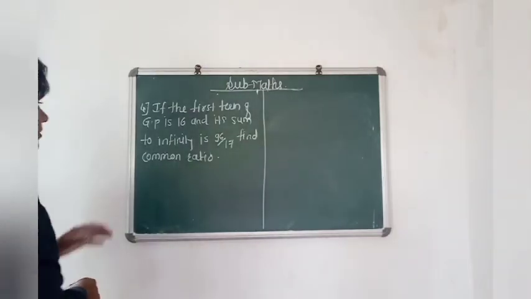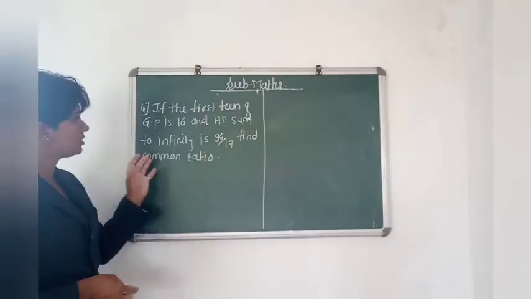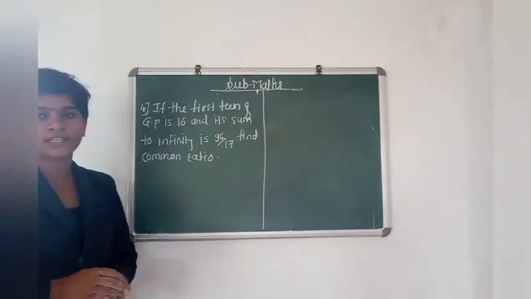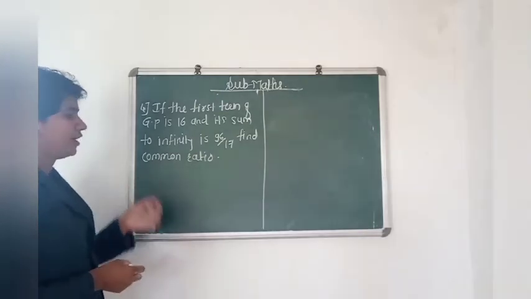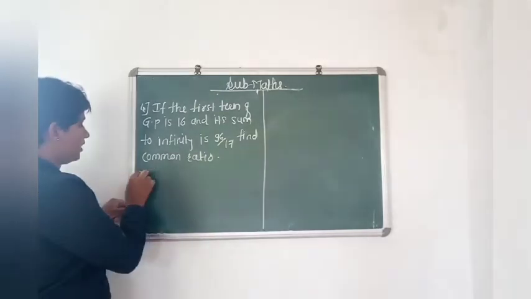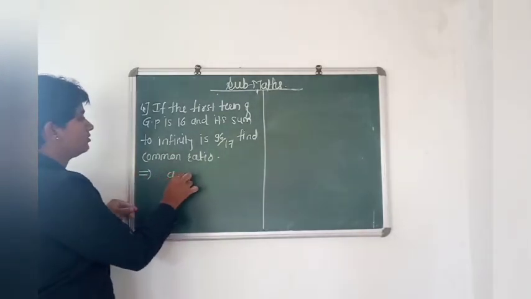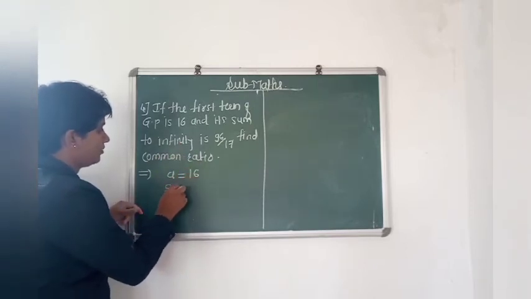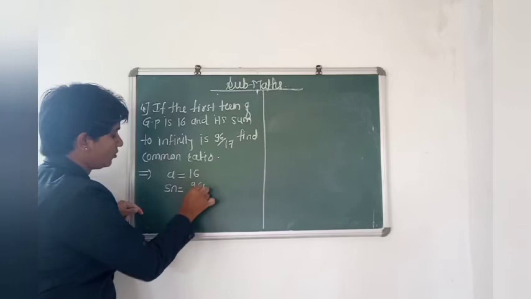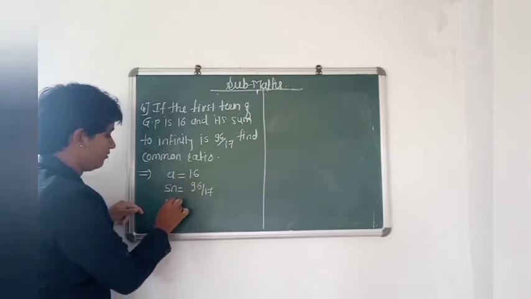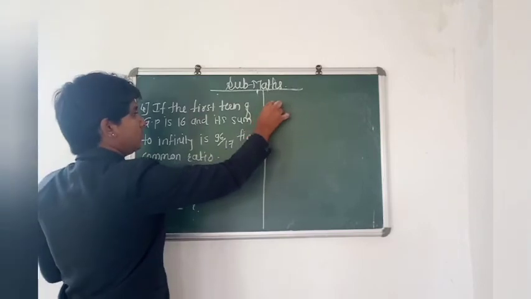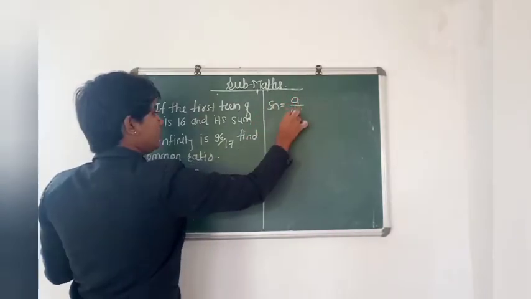Now the next example: if the first term of a geometric progression is 16 and its sum to infinity is 96 upon 17, find the common ratio, that means find the value of r. In the given example, the first term is 16, and the sum to infinity of the geometric progression is 96 upon 17. To find the value of r, use the formula S infinity is equal to a upon 1 minus r.